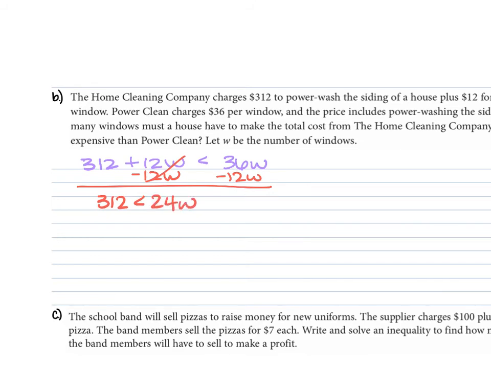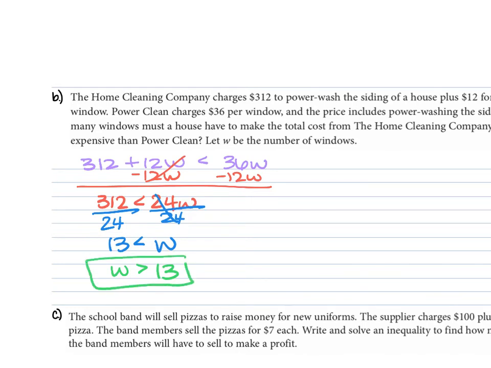W. Then we are going to divide each side by 24. The 312 divided by 24 is 13, is less than W. So we rewrite this with W is greater than 13. So it would just mean that it would have to be more than 13 windows.